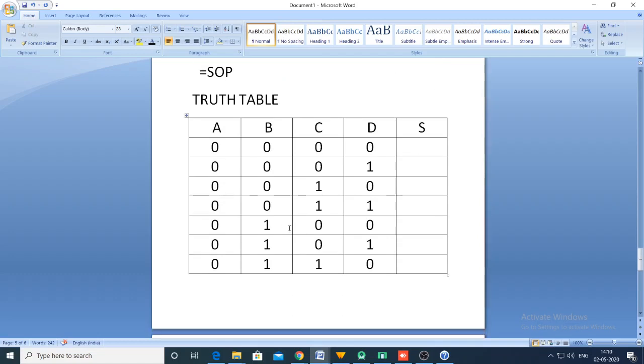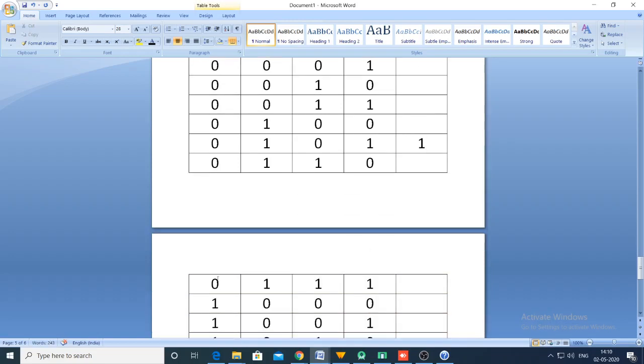A 0, B, D 1. B is 1 here, D is not 1. So B is 1 here, D is 1 here. So this is 1. And next one, A 0, B is 1 here, D is 1 here. So this is 1. Okay, yes. So that term has contributed the result in 2 combinations.